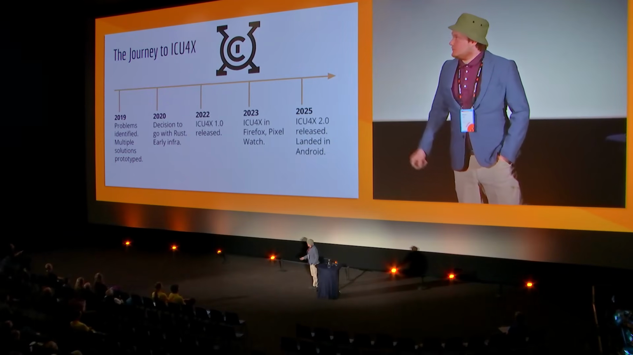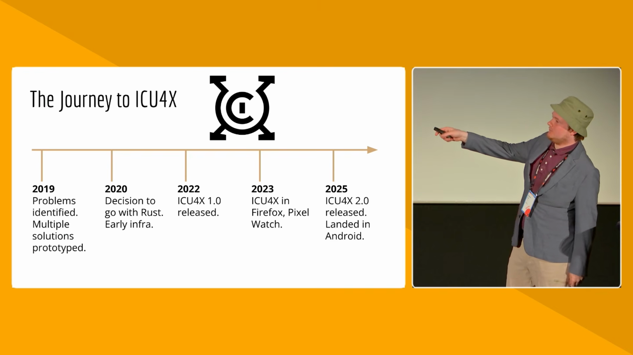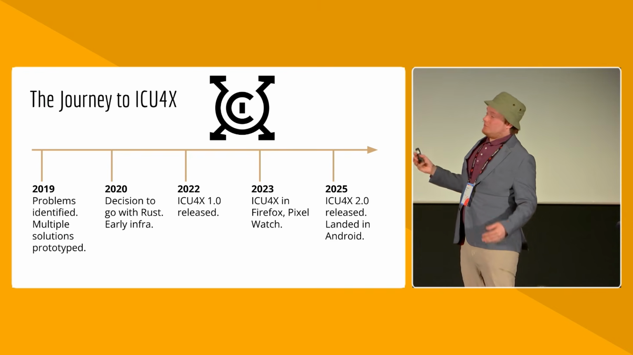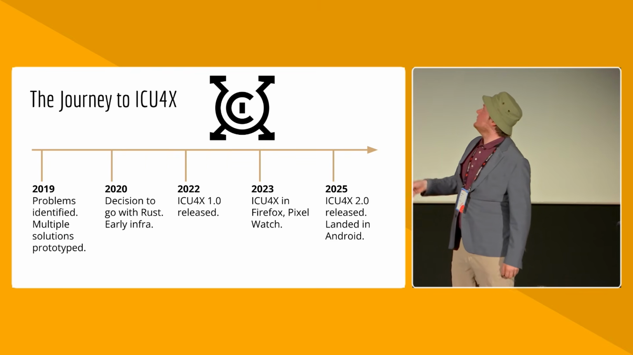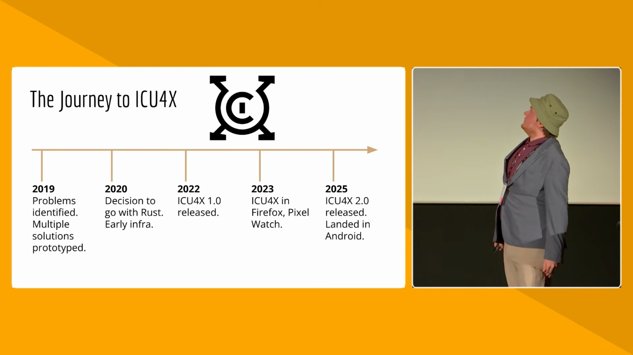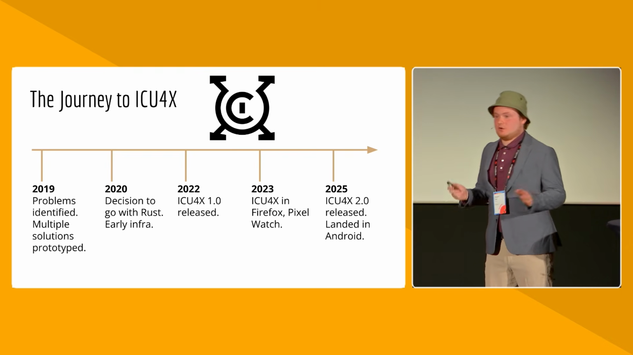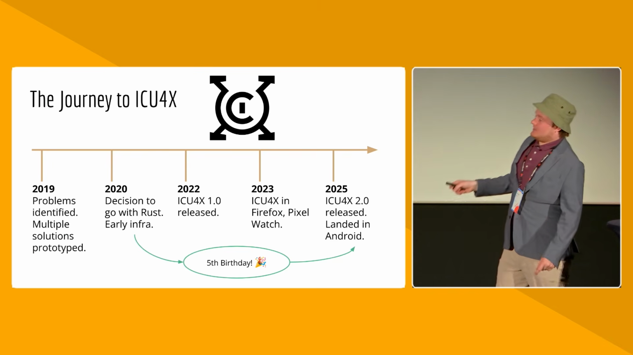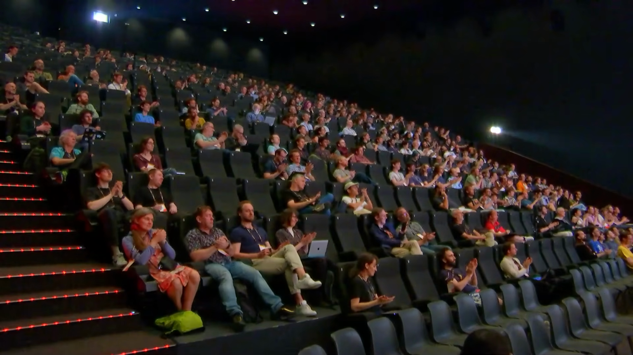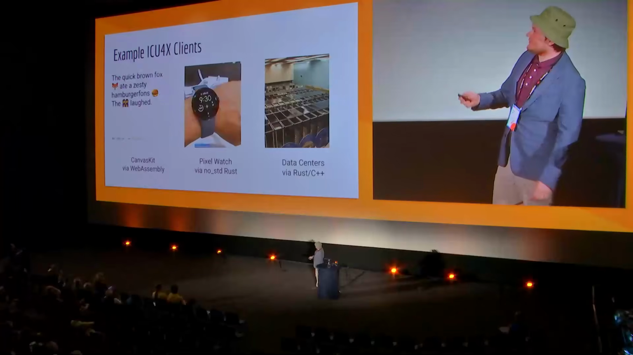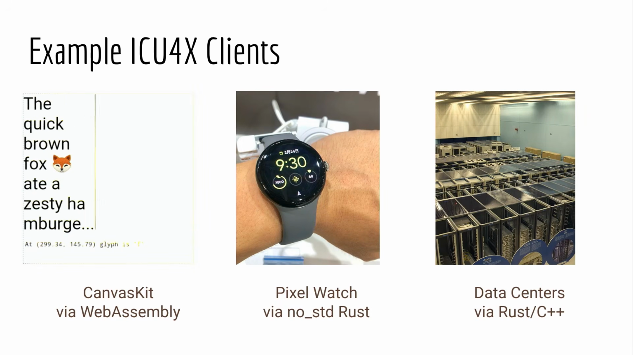A couple years later, in 2022, we released the 1.0 version of ICU4X, the ICU4X Rust project. In 2023, we started landing some of our clients. We landed in the Firefox web browser and the Pixel Watch, among others. And then in 2025, just last week, we released the ICU4X 2.0 release. We also landed in Android, and we're working on other clients. This also means that it's our 5th birthday, from the 0.1 to the 2.0 release, so that's exciting.